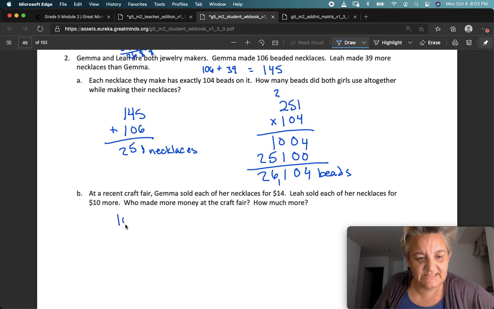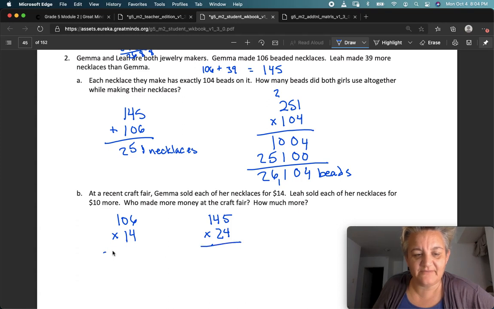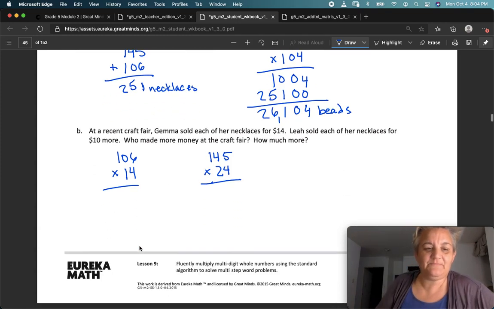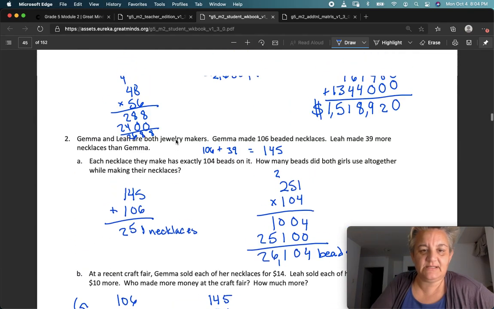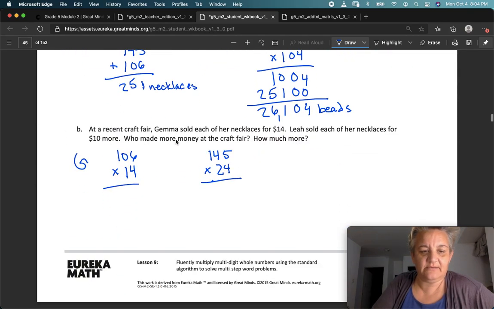Well, it depends on how many they sold, but let's assume they sold all of them. So 106, and she sold hers for $14. And 145 for $10 more, which would be $24, right? Who made more money at the craft fair? So we're going to have to find these answers first. This is G for Gemma, and this is, who is it? Leah, right? And L for Leah.